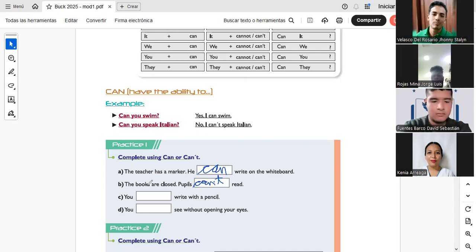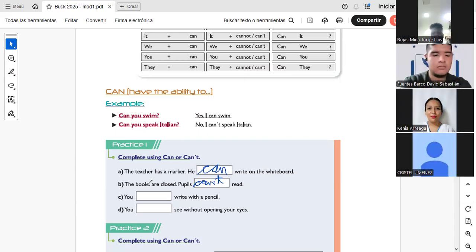That is correct. Johnny Velasco, next one. You can write with a pencil. Say that again. You can. In affirmative or negative, Johnny? Affirmative. In affirmative, that is correct. Because with a pencil, it is possible to write. So you can write with a pencil. Good. Jorge, the next one, letter D.